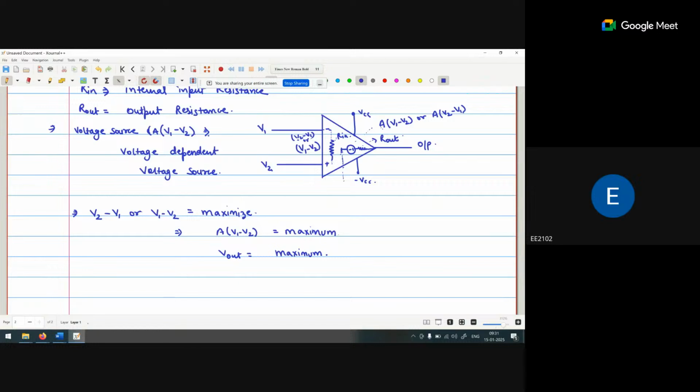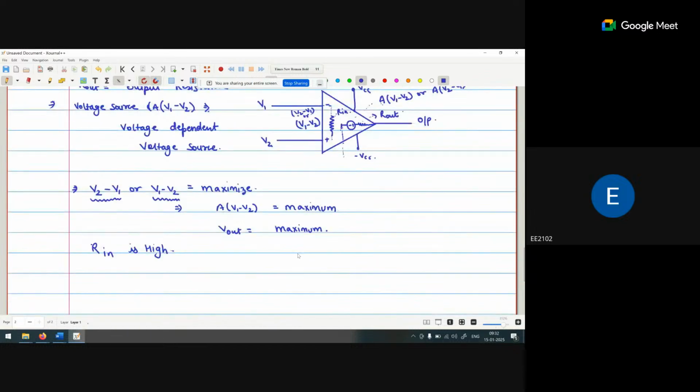Okay. Now this voltage drop is maximum if the current is zero, or basically if the resistance value R in is high. R in is high. So that's why the input resistance should be maximum.